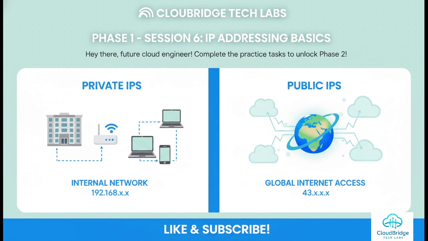Think of it like this. A public IP is like a global GPS coordinate. Anyone in the world can find it. But a private IP? That's like saying conference room B. It makes perfect sense if you're already inside the office building, but it means absolutely nothing to someone on the other side of the planet.